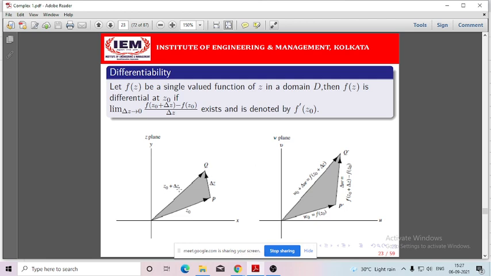So z0 plus del z is mapped to w0 plus del w, that is nothing but f of z0 plus del z. So this difference should be the functional value of del z. That means del of w, the difference between the functional values, the difference between the values p dash and q dash. So this by this value, whenever del z tends to 0, is denoted as f dash z0, and that is called the derivative of the function fz at the point z0.